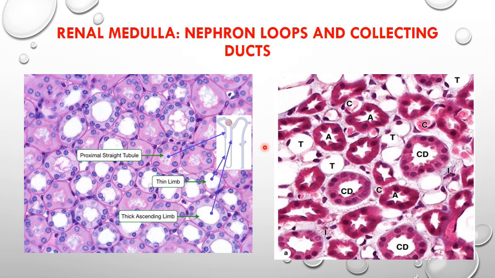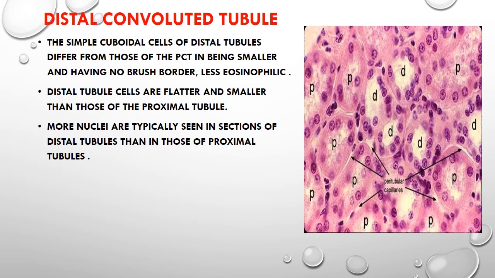Now, this photomicrograph shows you the segments of the loops of Henle and the proximal convoluted tubules. This is the thin segment, and this is the thick ascending limb of the loop of Henle. This section shows you the collecting ducts, and also these are the collecting tubules and the ducts.